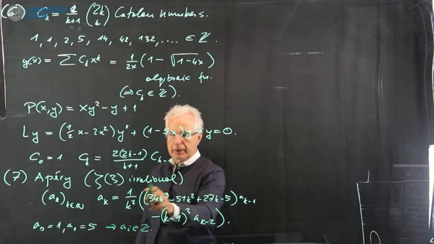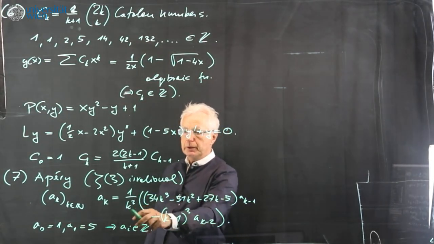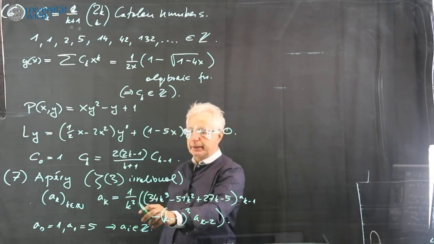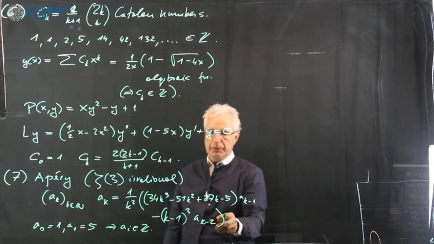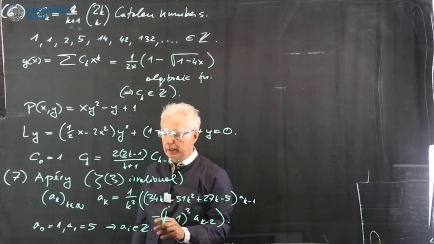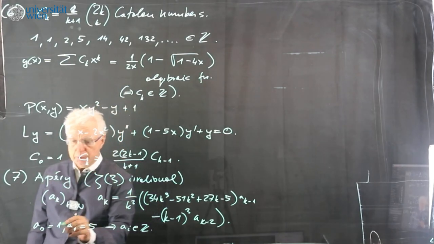The problem is that when you run the recursion, you divide by k cubed. So to show that this is integer, you have to prove something here. No? Not clear at all. And it depends very much on the initial condition.